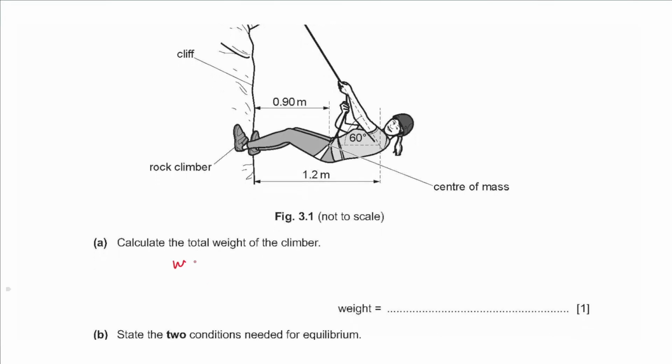Weight is equal to mass multiplied by the gravity acceleration. So the mass was 62 kilograms and then we multiply by 9.8. That gives an answer of 607.6, which we can approximate to 608 newtons or 610 newtons.